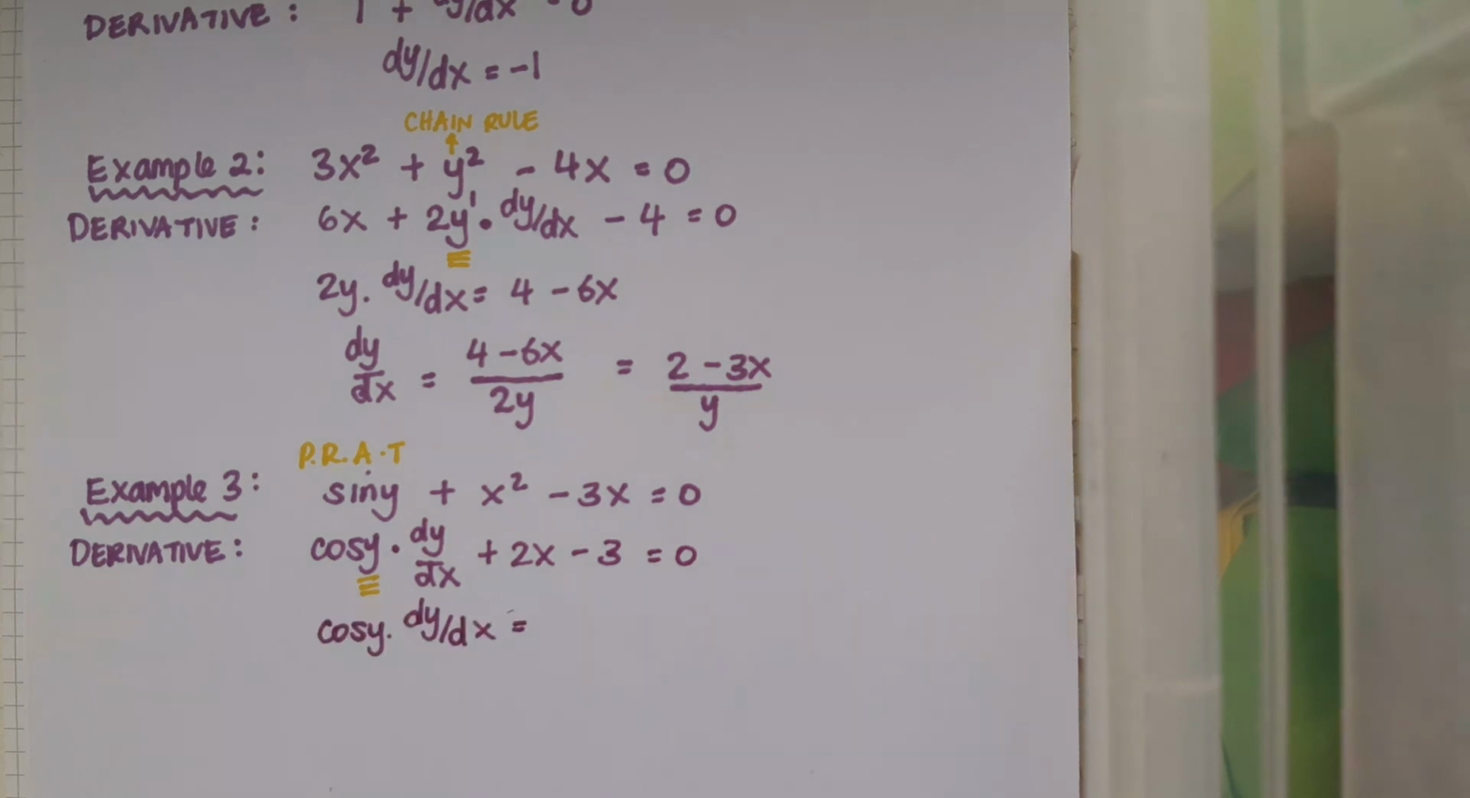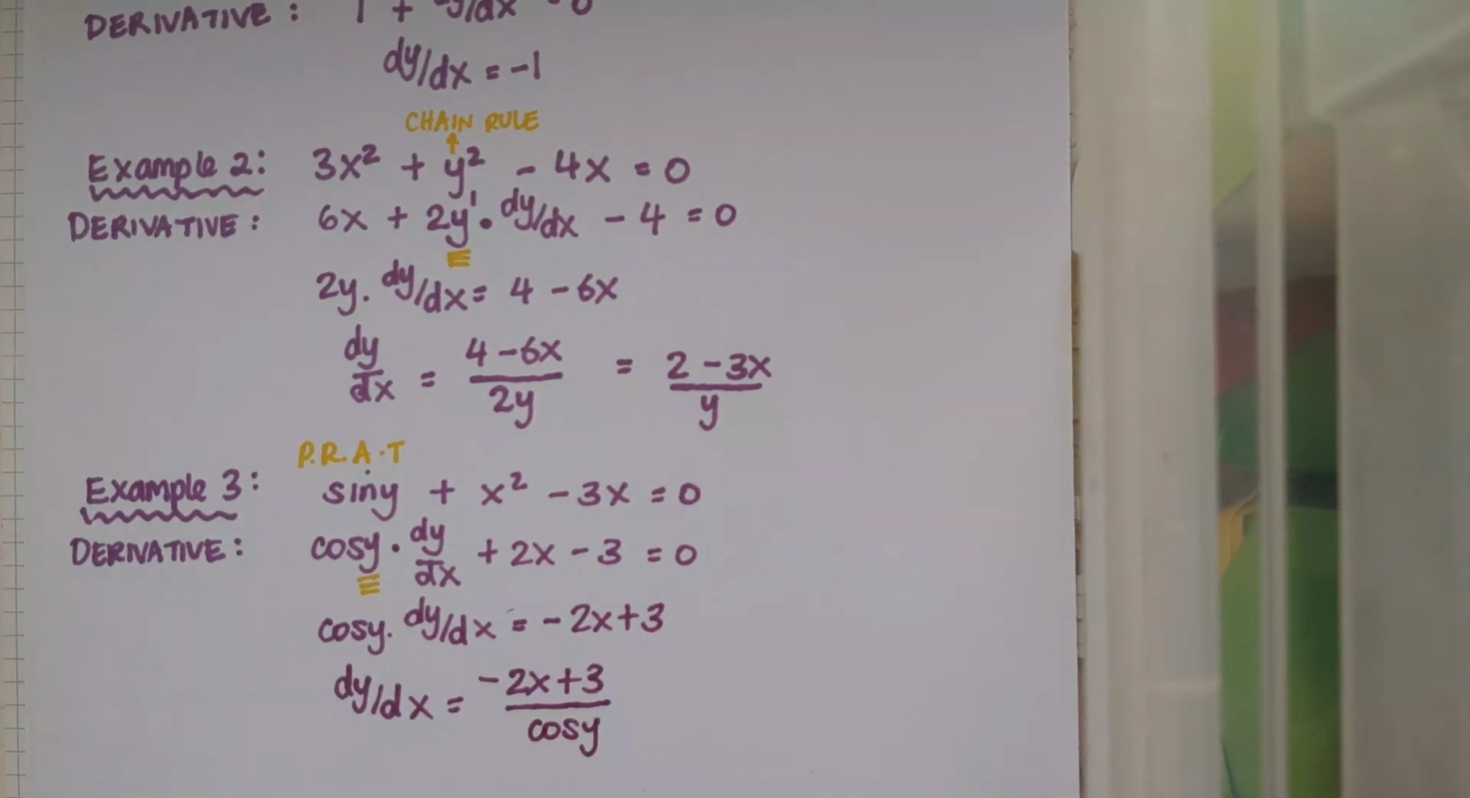And again now I simply want to get this in the form dy dx equals to finish up. So I'll first of all get the term including dy dx by itself. So that's minus 2x plus 3. And then finally dy dx is equal to minus 2x plus 3 over cos y.